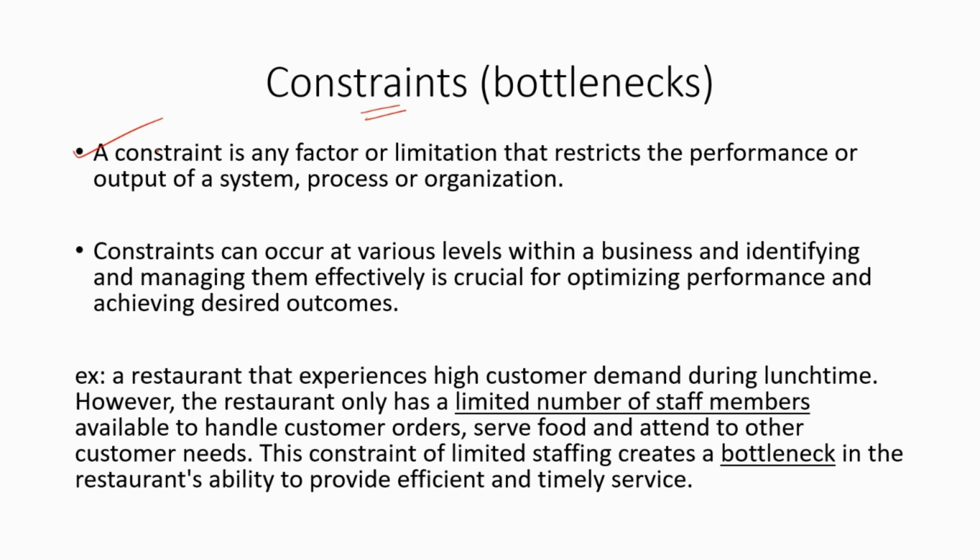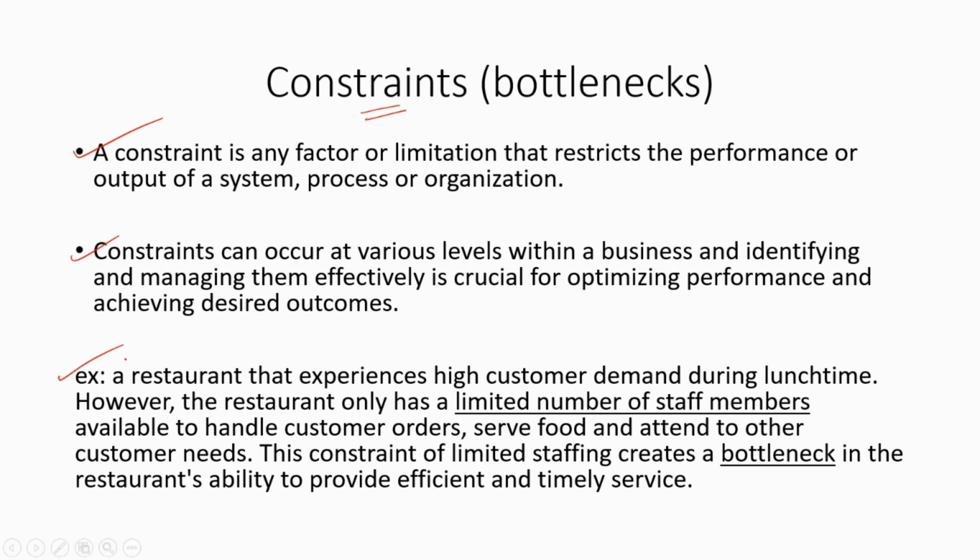A constraint is any factor or limitation that restricts the performance or output of a system, process, or organization. A constraint can be a person, a machine, an activity, or even a whole process, which restricts the performance or output of a system, process, or organization. Constraints can occur at various levels within a business, and identifying and managing them effectively is crucial for optimizing performance and achieving desired outcomes. Here is an example for constraints.